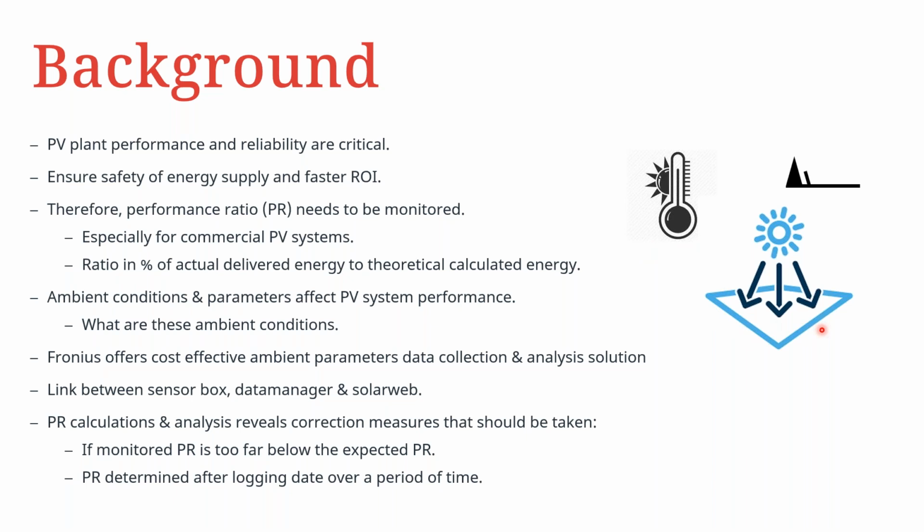Also, irradiation is another factor that needs to be checked in terms of how your modules are converting the incoming irradiation into DC power, and of course also the wind speeds. So those also have an effect on the production of the PV system.